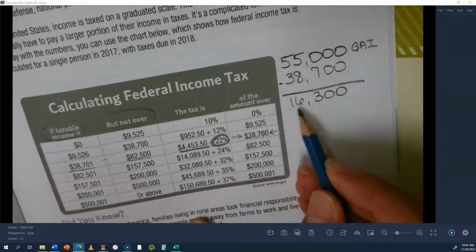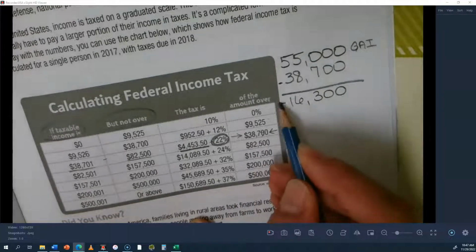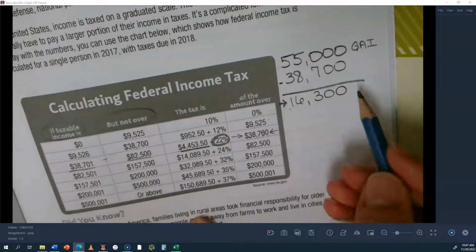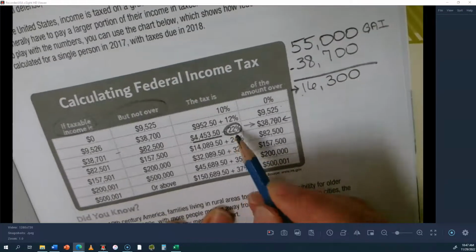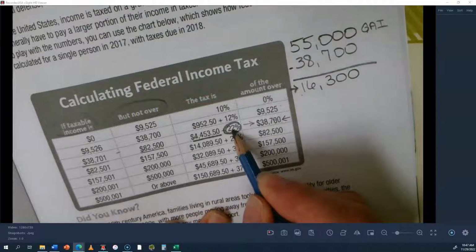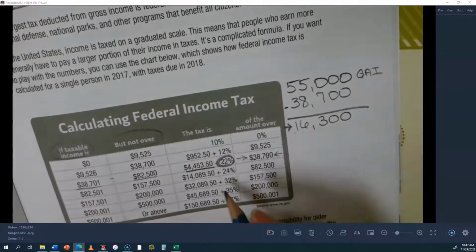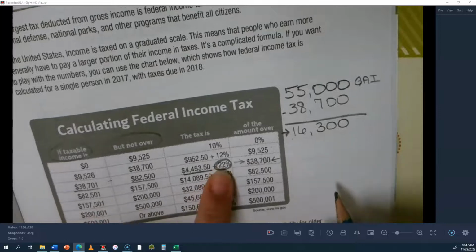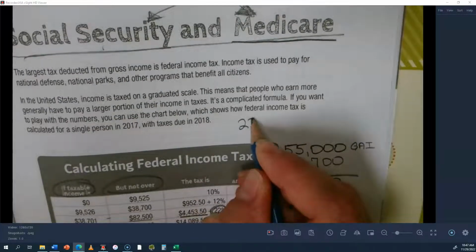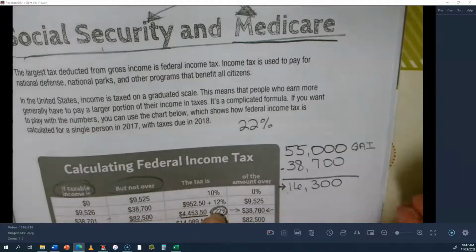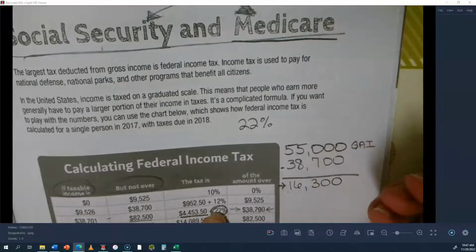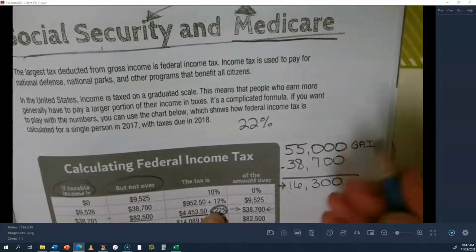So now I'm going to take 16,300, whatever you had for your figure, and you're going to find that percentage of it. Do you know how to find a percentage? Okay, it's not hard. When you're finding a percentage, mine is 22%. So I'll put 22% right here. I need to convert it to a decimal, right? In order to do this math.